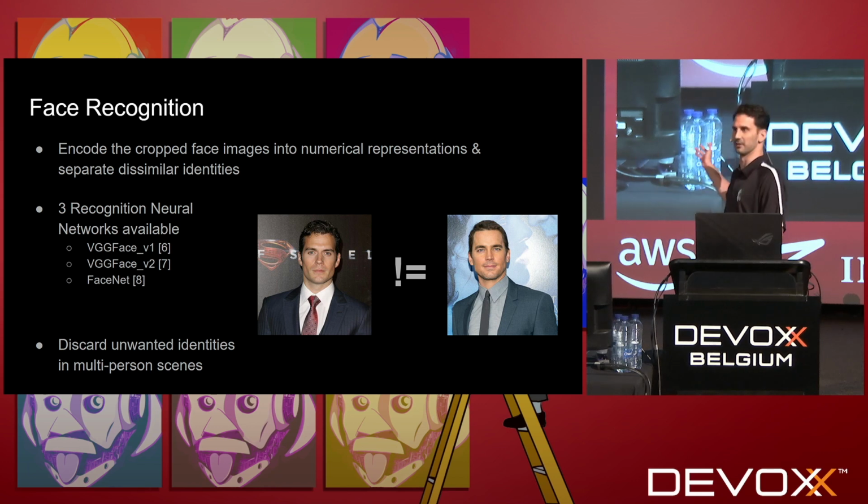I think I used an example here of two actors who look very similar. They are not the same person. Likewise, we are two different encodings that represent how we look. So we can identify each person in an image and then discard the identities we're not curious about.